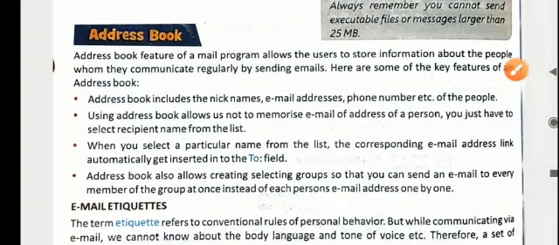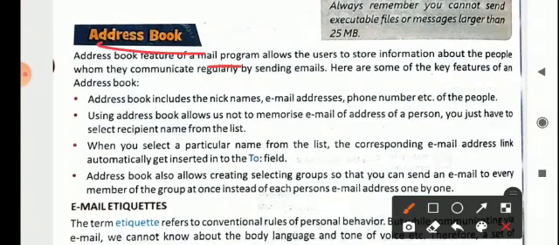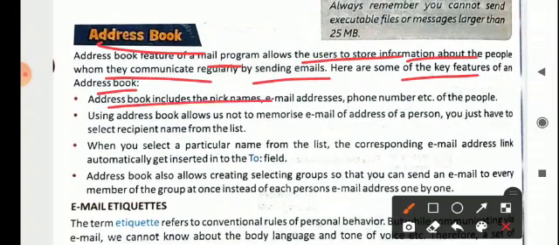Here also we have an address book. Whichever addresses, to whomsoever you want to send mail or whomsoever you are frequently sending mail, all get stored in the address book. So it stores the information about the people with whom they communicate regularly by sending email. Now here are some key features of an address book. The address book includes the nicknames, email addresses, phone numbers, etc. of the people. If they have attached all the details, it will get stored in your address book once you have typed their address in your mail.